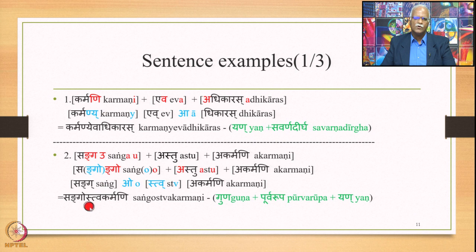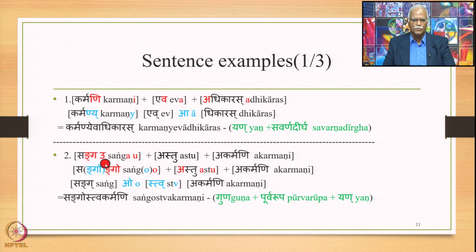Similarly, if you look at sangostva karmani, here we have sanga u plus astu and akarmani, three words. Now sanga u, this u comes because of the sutras applying, and we shall study them when we take up swadhi sandhi section. Right now, let us assume that this u comes in because of the sutras, and so we have a followed by u. So this is the scope of application of guna sandhi, and then we have astu, where a is the beginning vowel and astu has got u at the end, and immediately after this u comes a. So there are lots of sandhis that can take place over here.